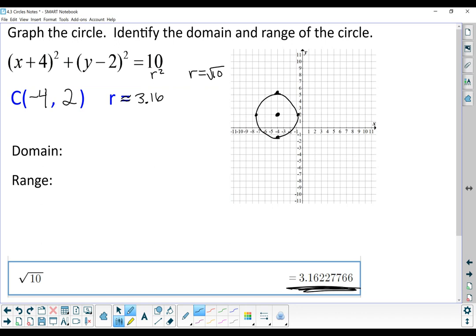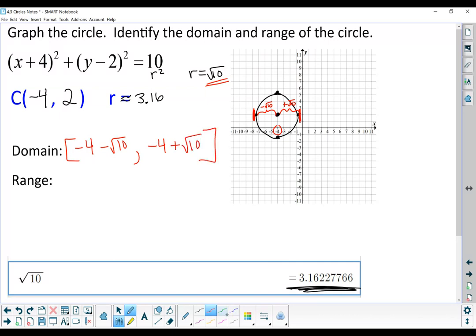Now, if you ever had to write the domain and range of such a thing, I would use the √10 to write the domain and range. And I think this is kind of interesting. So I'm not going to use the 3.16, I'm going to use the √10. So when I'm thinking about the domain, it's from here to here. This distance is that we subtracted the √10, and this distance is that we added a √10, and the number that's at the center there is −4. So my domain is, and this is kind of cool, −4 − √10 all the way to −4 + √10.